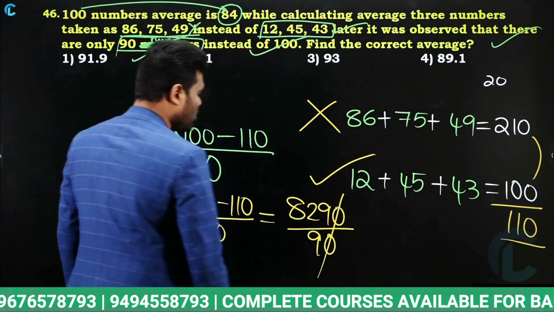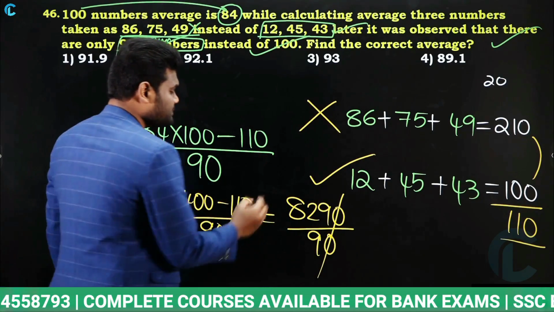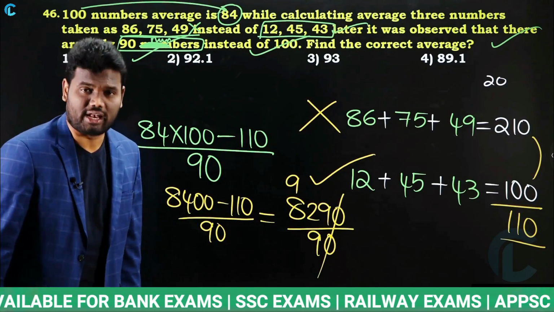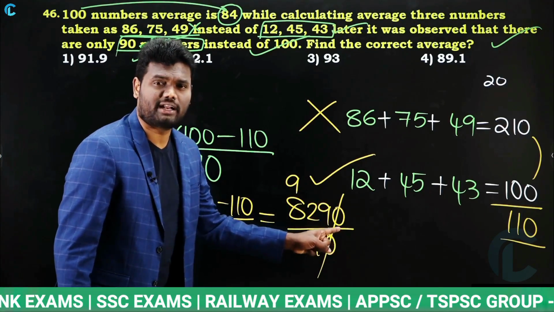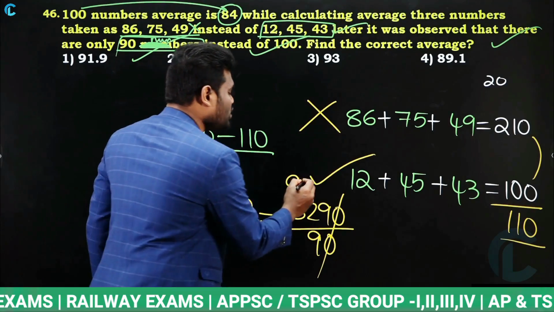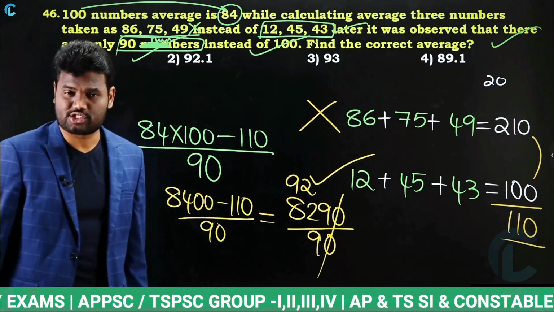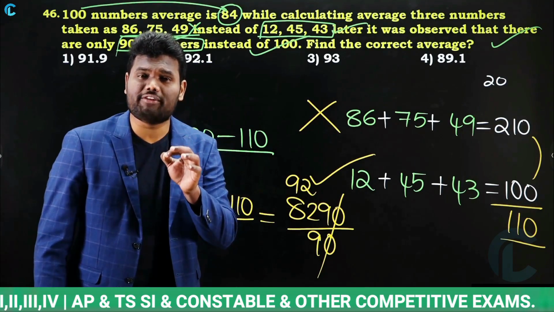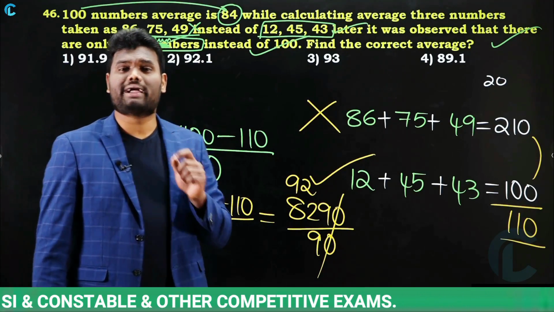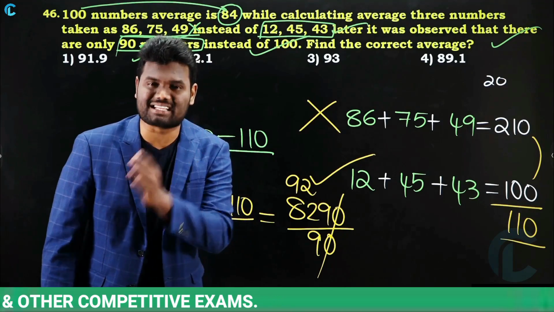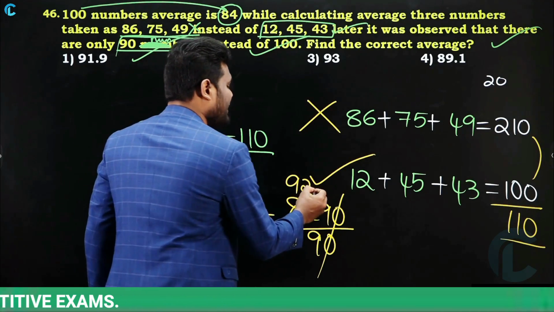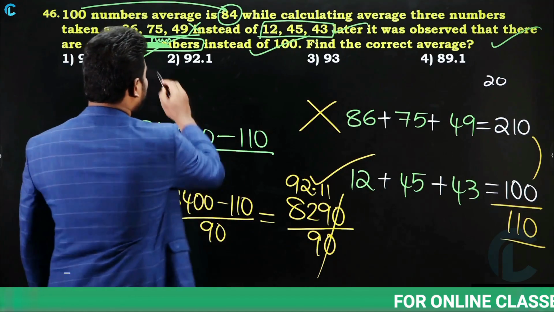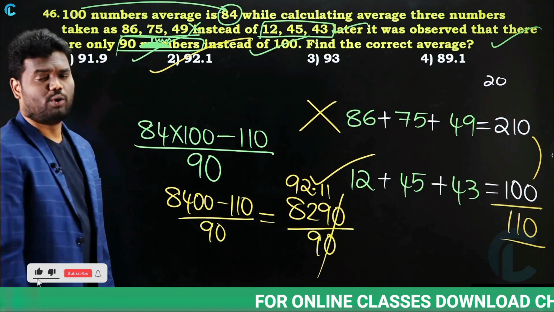So the 0 and 0 get cancelled. Now, 9 how many times? 9 times it is going to be 81. After that, how much remainder? You're left with 19. 9 2 times is 18. Again, you're left with a remainder of 1. 1 by 9 we have already discussed in percentages. 1 by 9 is 11.11% in terms of percent, and its value is 0.11. So we can say that approximately the value is going to be 92.1.